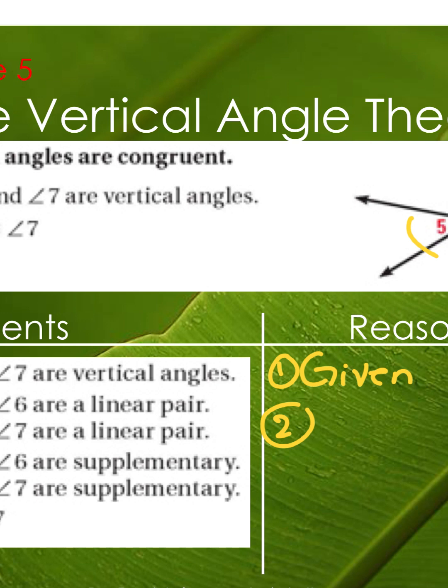Now, number 2 is angle 5 and angle 6 are a linear pair. So 5 and 6 right here. And angle 6 and 7 are linear pairs. That is the definition of a linear pair that was two slides ago or one slide ago. I don't remember exactly.